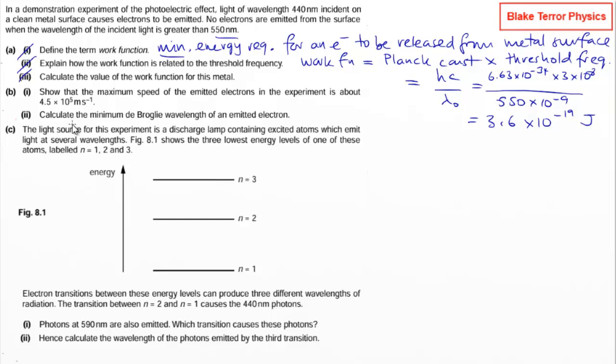Part B, show that the maximum speed of the emitted electrons in this experiment is about 4.5 times 10 to the 5 meters per second. So we've changed then the energy. This is our work function energy, but now we've got the 440 nanometer one. So the energy of the photon that's coming in, we need to work that out and then take the work function off. Yeah, we go into our hc over lambda minus the work function is equal to KE max. So this is what we're doing. We've got our work function here. Now we're doing this calculation again, this one here, but with 440 on the bottom rather than 550.